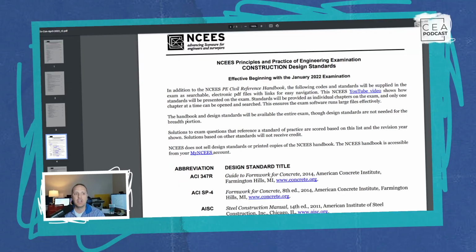All right, diving into the codes. So effective beginning January of 2022, again, you're going to have the handbook at your disposal for the whole exam and the codes, although the codes will not necessarily be needed for the AM portion of the exam. You will still have access to them.